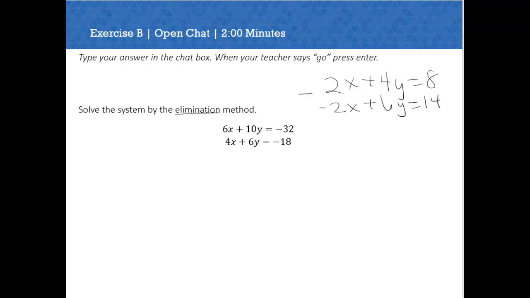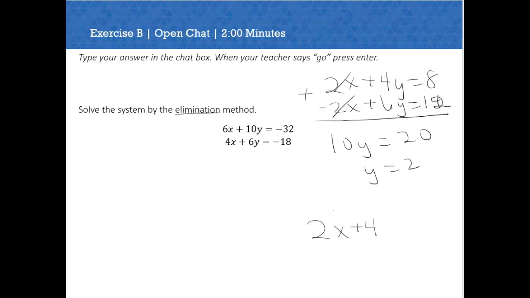So let's just look at this. If we add these together right away, the 2x's cancel. We have 10y equals, let's make that a 12, 20. So y equals 2. And we substitute 2 back into either equation just like before for y. So I'd have 2x plus 4y equals 8. So 2x plus 8 equals 8. 2x equals 0, so x equals 0, which is okay. That's still a number. So the solution is 0, 2.